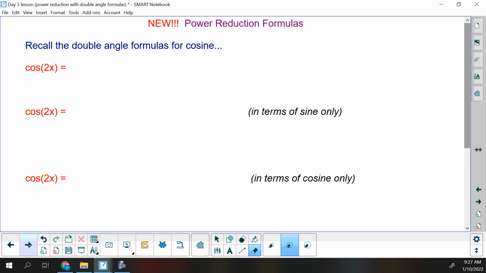Well, let's move down to the bottom. So we just said cos 2x can be written as cos squared x minus sine squared x.